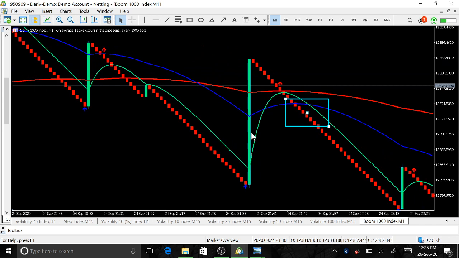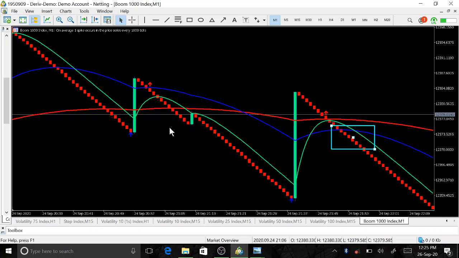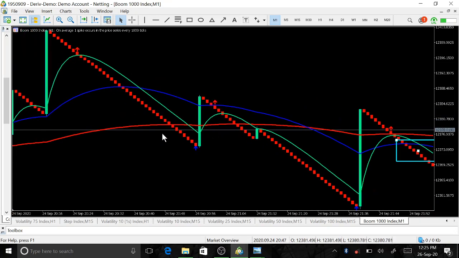This is what you're going to do now. On the 1,000 pairs, you take 7 to 10 candles. But on the 500 pairs, you take just 5 candles. What I mean to say is that on Boom 1000 and Crash 1000, you take 7 to 10 candles. But when you go to Crash 500 and Boom 500, you scalp just 5 candles using this strategy.